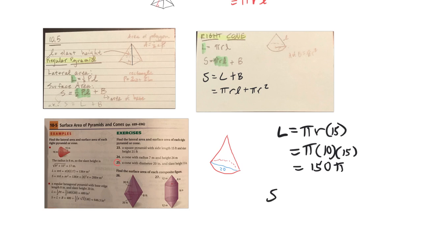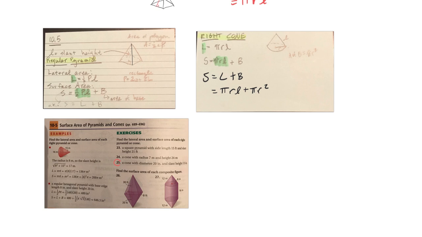Now the surface area is going to be a matter of, just like in the last problem, adding the lateral area to the area of the base. Now the area of the base is pi r squared, and we know that r in this case is 10. So we're looking at 150 pi plus 100 pi, and therefore we're looking at 250 pi. Okay, I kind of skipped a step right here. That's 100 pi. So that's how you do that one.